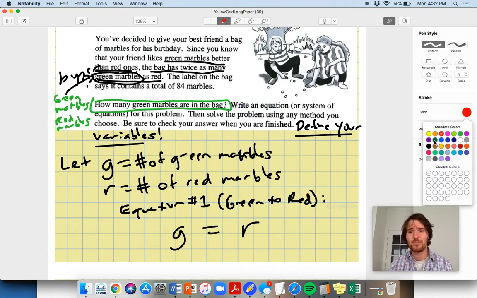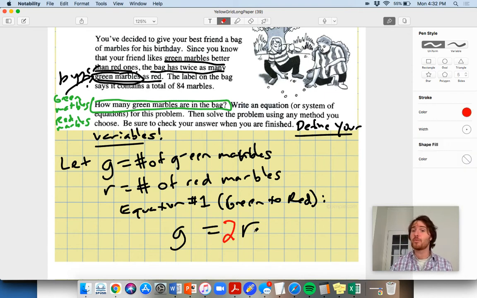We're going to have to double the red amounts, right? The number of red marbles, we double it to equal the green marbles, because green marbles are twice as many as the red marbles. That's tricky for people to think through, right? In your head, make sure this equation you write right now makes sense, okay?